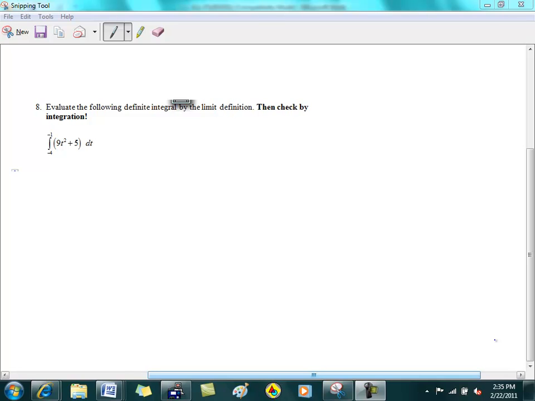So this is take 4 to explain this problem. I don't know how to use all the tools really well on this laptop, so I'm having issues. But okay, so I'm doing number 8 in your worksheet for today.